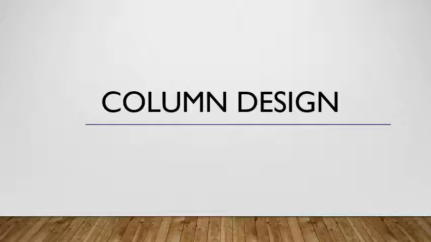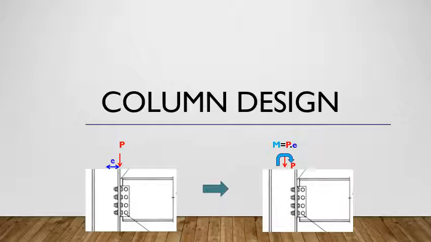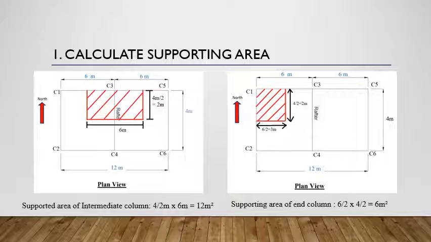In this part, we will design a column in a braced frame. We are going to use a pin joint as our beam-column connection. Therefore, we have to calculate the bending moment as well. The first thing we have to do for designing a column is calculate the supported areas. There will be two different supported areas in this project, known as the intermediate column and the end column. They will be designed separately in different sections.